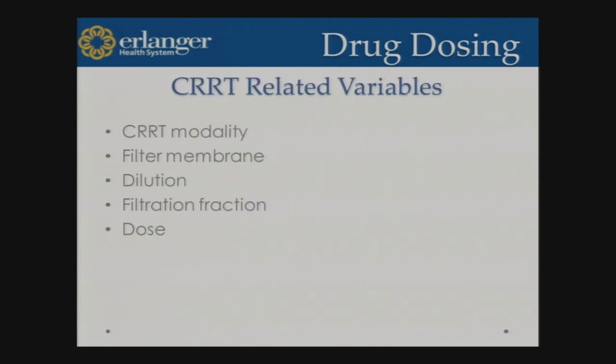So now we've talked about drug variables. Let's talk about CRT-related variables and how the CRT order and modality is going to affect drug dosing. So we'll have to look at modality. The filter we're going to talk about, but we only have one filter here, so it's not going to be a huge factor. Dilution, filtration fraction, and dose, and we'll talk real briefly about each one of these.